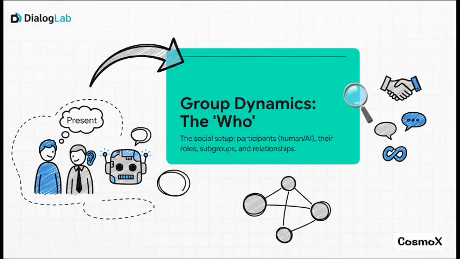Dialogue Lab calls this group dynamics, and it's all about the who. You decide who the participants are. Are they human? Are they AI? What roles do they have? Maybe some are presenters and others are the audience. You can even create subgroups, little cliques within the larger conversation. You're essentially drawing out the social map of the entire interaction before anyone even says a word.